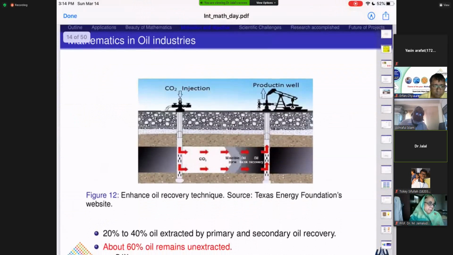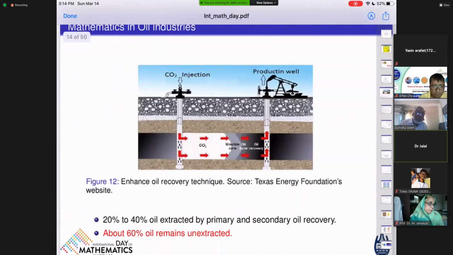In the oil industry, first oil recovery can be done using natural pressure. After natural pressure declines, we have to use some technique. CO2 injection is another approach. If you inject CO2 underground at one point of the reservoir, then oil will be produced at another point. This is very complicated, shown in a simple figure. It's easy.